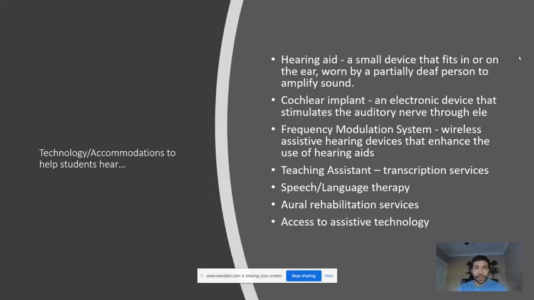So this is just a list of some technology that students receive if they are hearing impaired. And the reason why I bring it up is that I think it ties directly into speech-to-text software. So it's just something that I wanted to very quickly cover. So the first thing is a hearing aid.